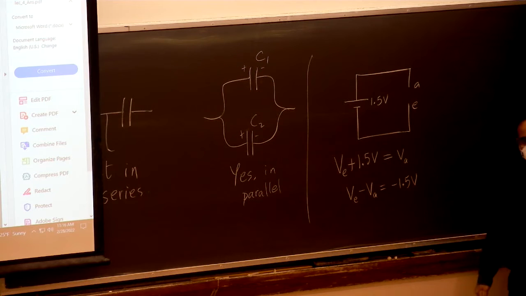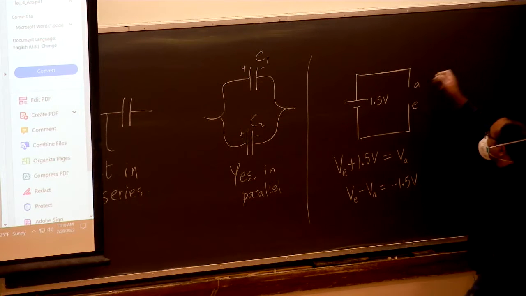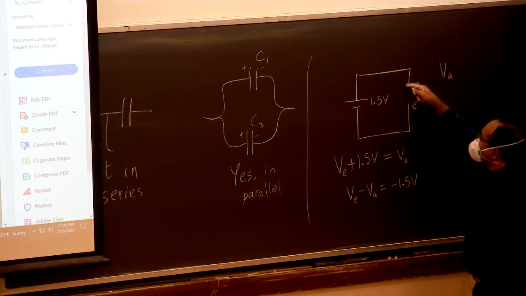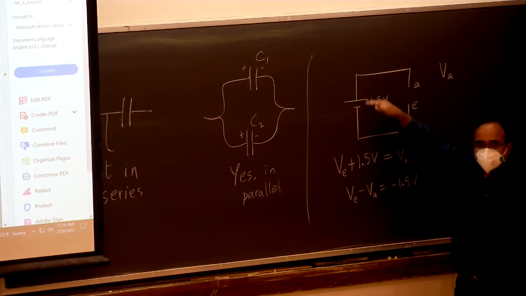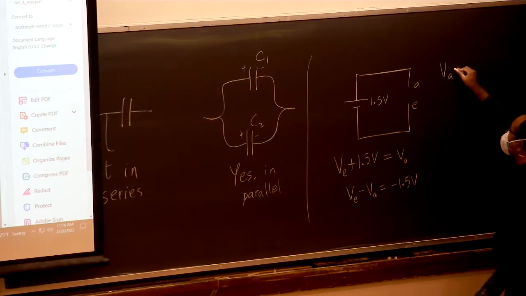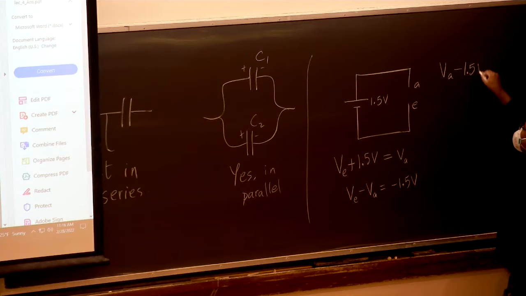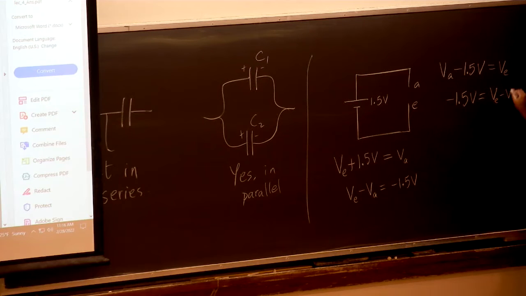Question, right? Can you start with VA? Yes, absolutely. So if I start at VA, go here, I cross the battery, but now I'm going positive to negative, so I lose 1.5 volts. Then I reach E. Move VA over, so I have minus 1.5 volts equals VE minus VA.